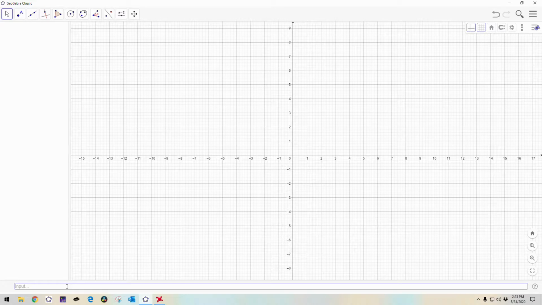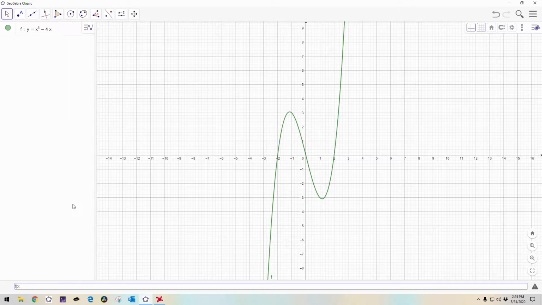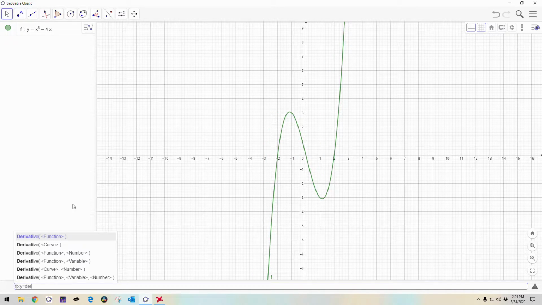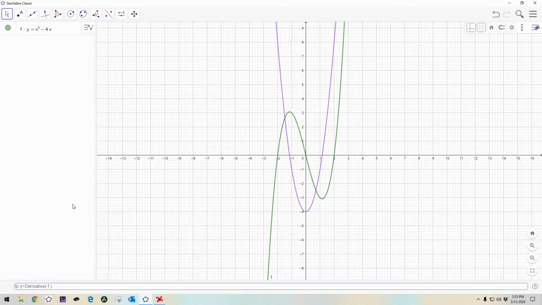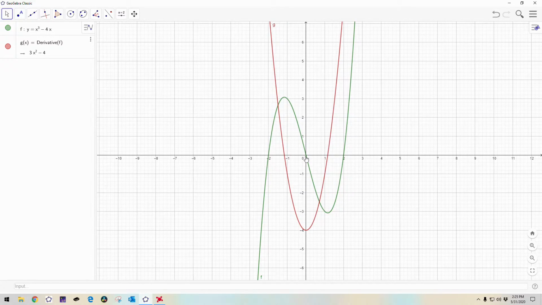So I'm going to type in the function y equals x cubed minus 4x. And there's that same graph that I had drawn for you. As you can see, it already assigned the letter f. And let's also start with the derivative. Y equals derivative of f. And there it is in gray. Let's put it in a brighter color so we can see it a little bit better there. Very good.